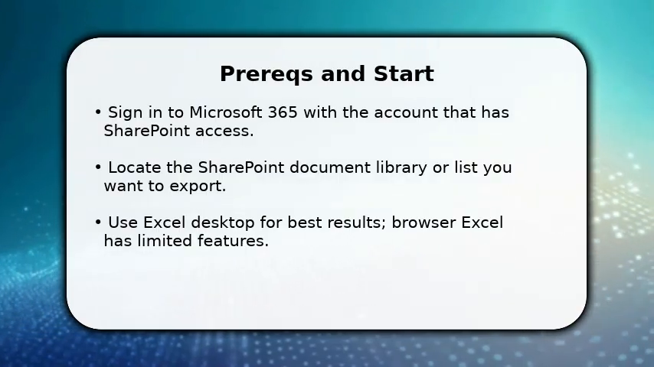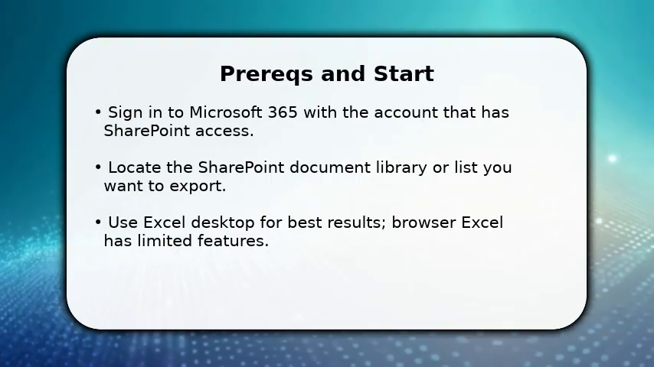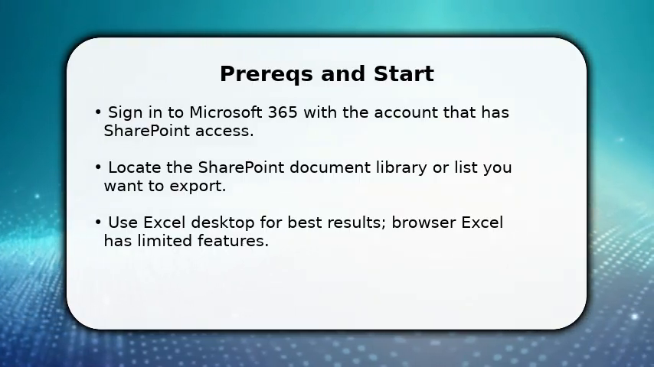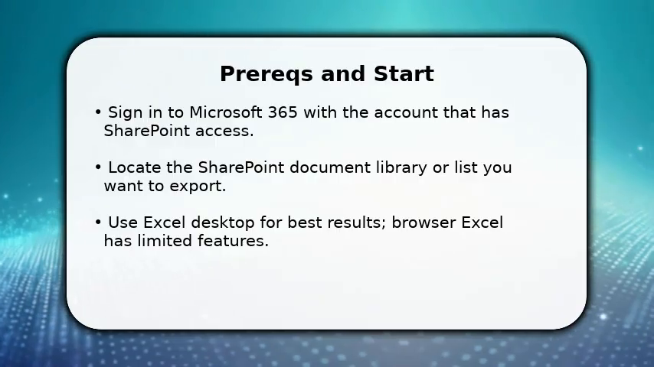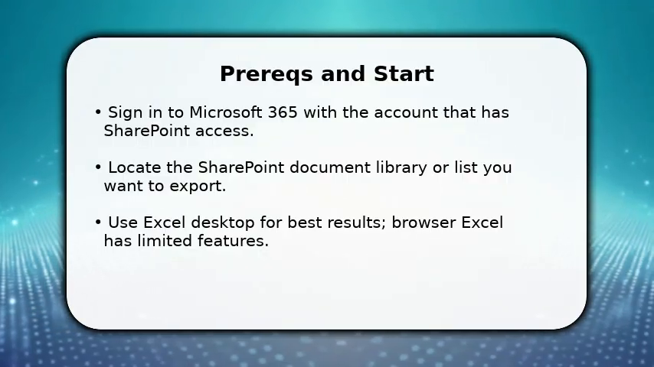Once done, click the Export to Excel button for a list, or open the specific file and choose Edit in Desktop app for a file. This creates a connection file or opens the workbook. Name it clearly so you recognize the linked source later. You'll use this link in the next steps.